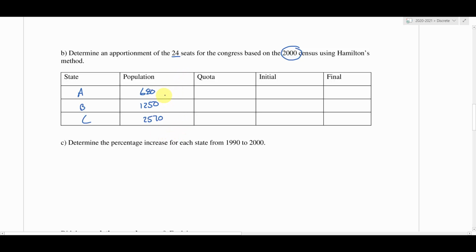All right, now we go and we calculate our new quotas, right? We would tally these up, and you should get 4,500. And we would divide that by the 24 seats that we need to apportion. So you should have 187.5. That's going to be our divisor. So we take our divisor, we're going to divide the populations by the divisor and see what we get. So we got 3.627, 6.67, and 13.71. All right. Initial 3, 6, 13.